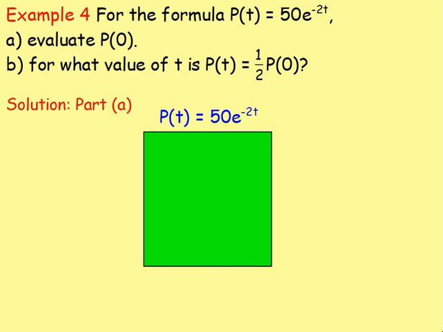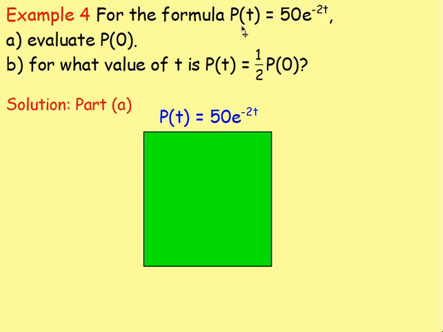Yeah! Next one, example 4. For the formula P(t) equals 50e to the power of negative 2t, first of all, evaluate P(0), and then for b, for what value of t is P(t) equal to a half P(0).